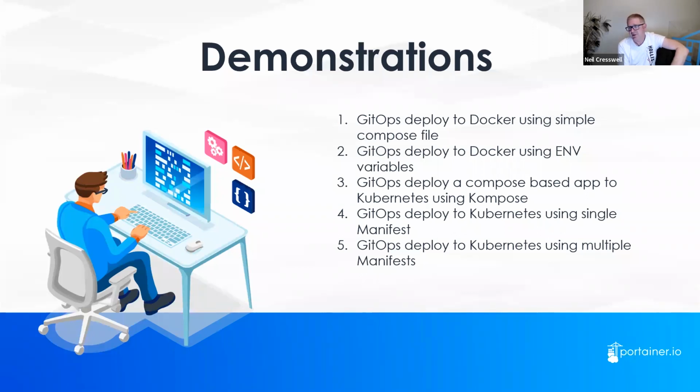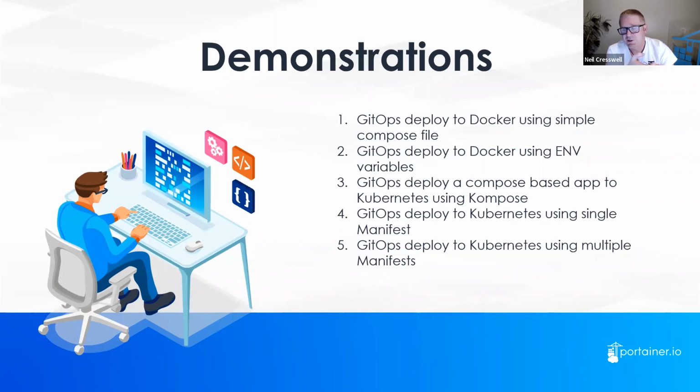So I'm going to give you 5 demonstrations. I'm going to start with Docker because we still have a lot of Docker users and a lot of people out there still love Docker. So I'm going to show you Docker first, and I'm going to use our GitOps engine to deploy to a Docker host using a really simple Kompose file. I'm then going to deploy an application to a Docker host where we have environment variables in the Kompose file.